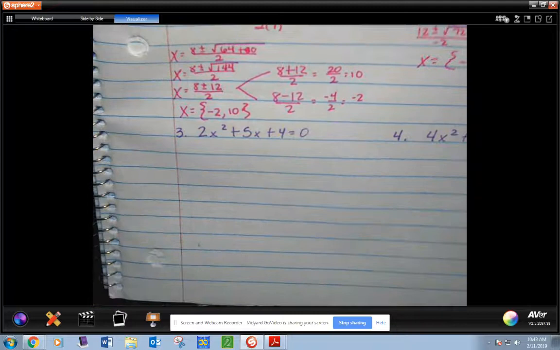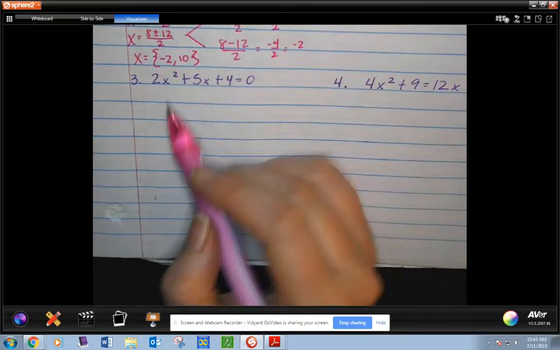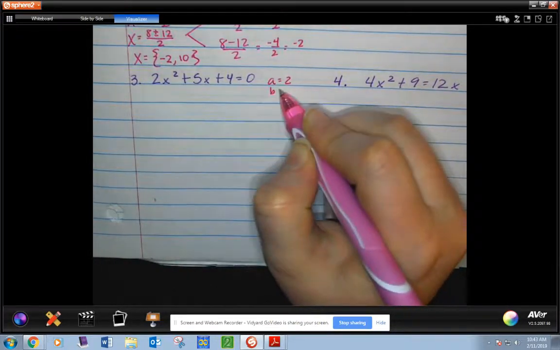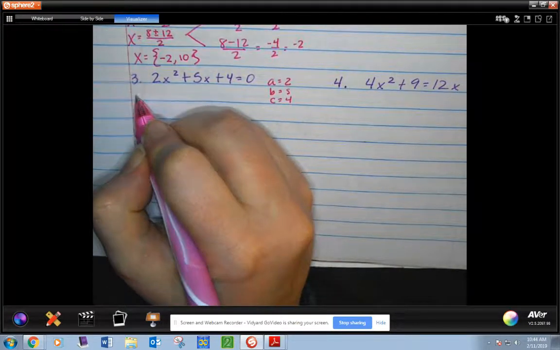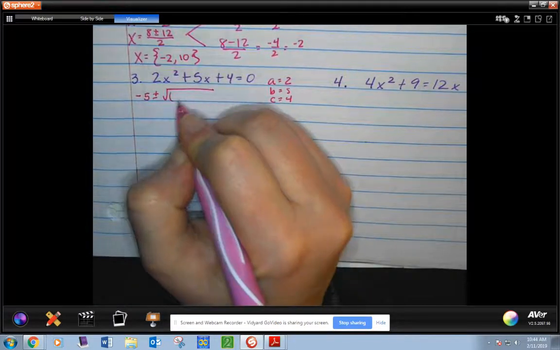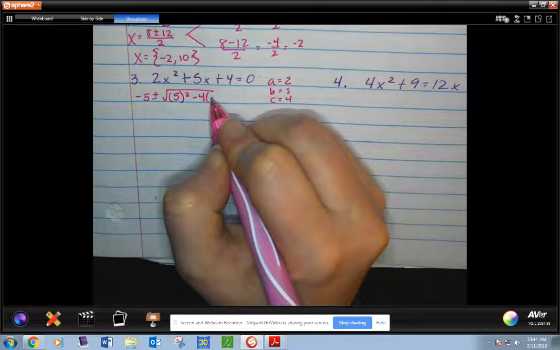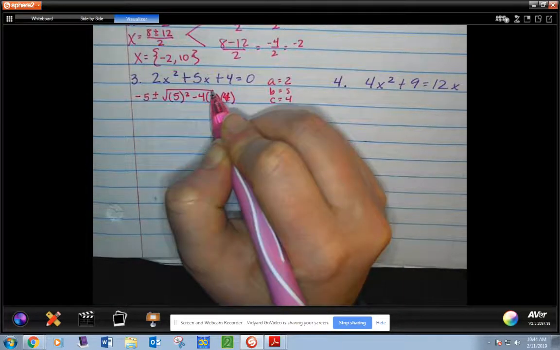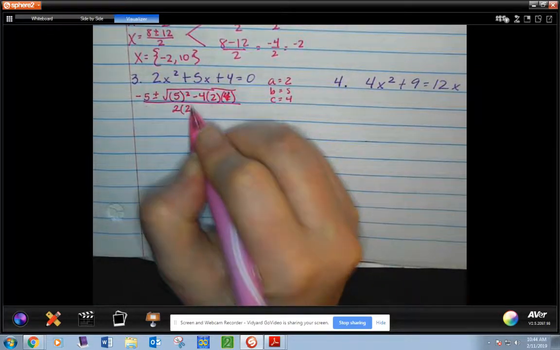Okay, for example 3, this one's equal to 0. I have 2x squared plus 5x plus 4. So a is 2, b is 5, and c is 4. So my formula is negative b, and b is 5, plus or minus the square root. For b, I put a 5 in again and square it, minus 4 times a, which is 2, times c, which is 4, all divided by 2 times a, which is 2.